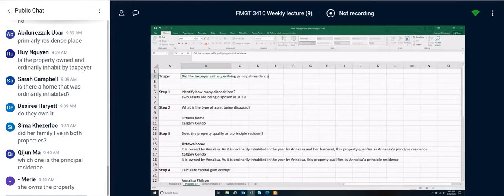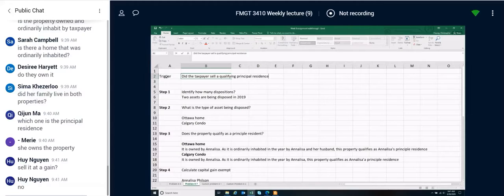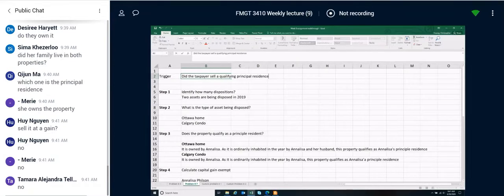If I sell a principal residence for a loss, does it matter? Do you care about these rules if you sell at a loss? No. You have to sell at a gain. Or I shouldn't say capital, I'll just say realize. Right? Did you sell for a gain? That's the most important thing. Because if you don't sell for a gain, then you don't care. Okay?